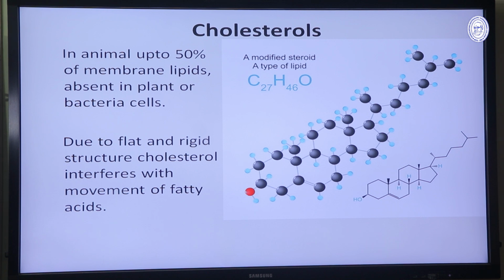You can see the structure of cholesterol. It has some kind of aromatic rings. It is a flat and rigid structure. So, abundance of cholesterol interferes with the movement of fatty acids and protein molecules. So, if there are many cholesterols, the movement of the membrane will be interfered and the membranous structure will be more restricted.